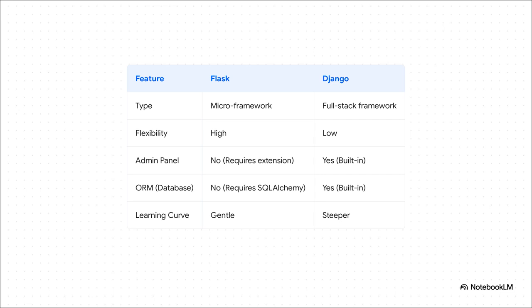With Flask, you get maximum flexibility. It's your call. But if you want a database, well, you have to go get an extension, usually one called SQLAlchemy. You need an admin panel to manage your data. That's another extension you have to add. Django, on the other hand, comes with all of that stuff out of the box. A powerful database system, a ready-to-go admin panel. It's batteries included. And that's exactly why its learning curve can feel a little steeper, while Flask often feels a bit more gentle for beginners.